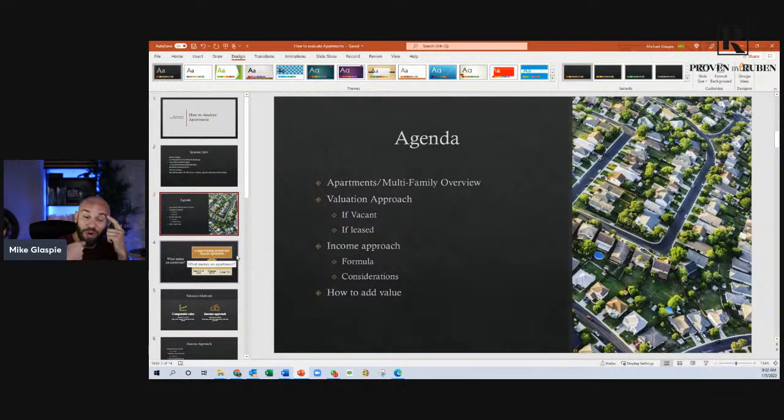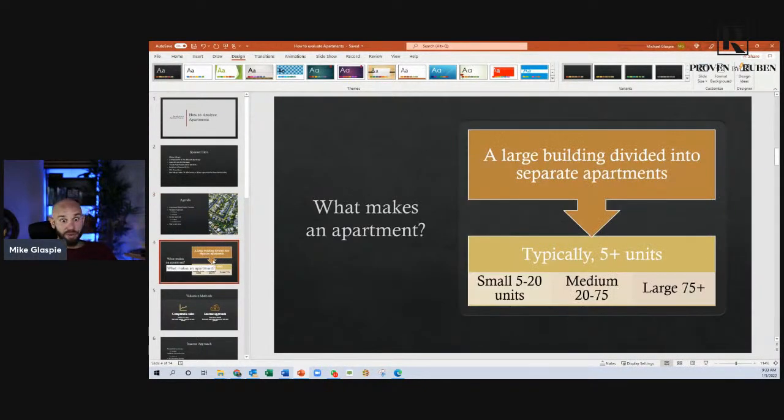Which means you put your money into somebody else's deal, but technically own a little bit of that apartment complex, right? So that's kind of where we're at. And hopefully that's what you're going to walk away with, is understanding how to value it. All right. So what makes an apartment complex?